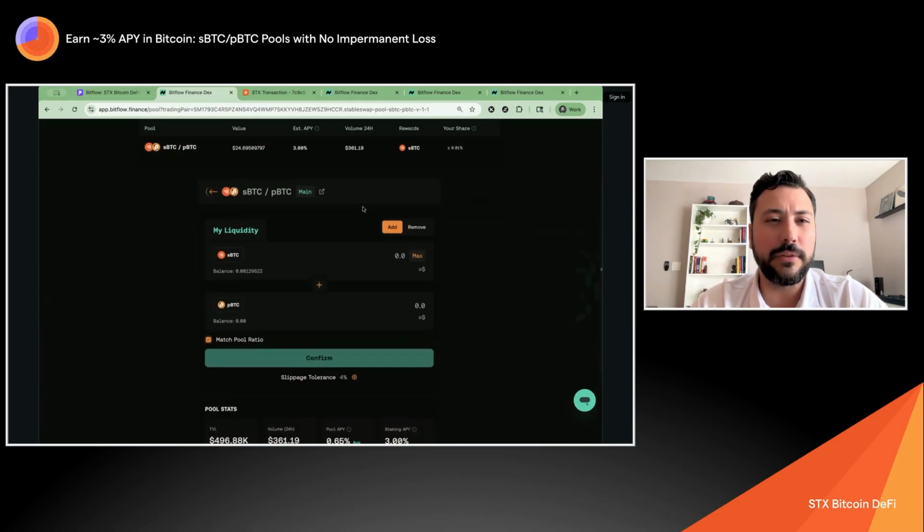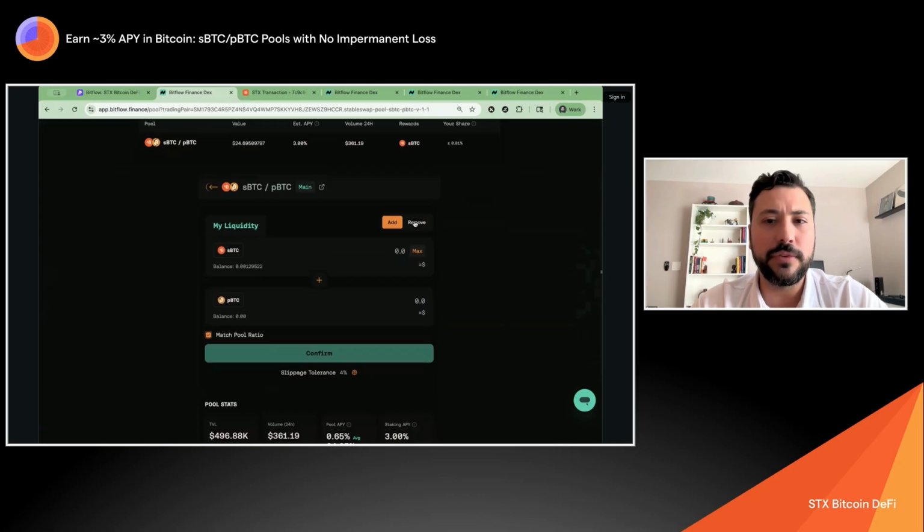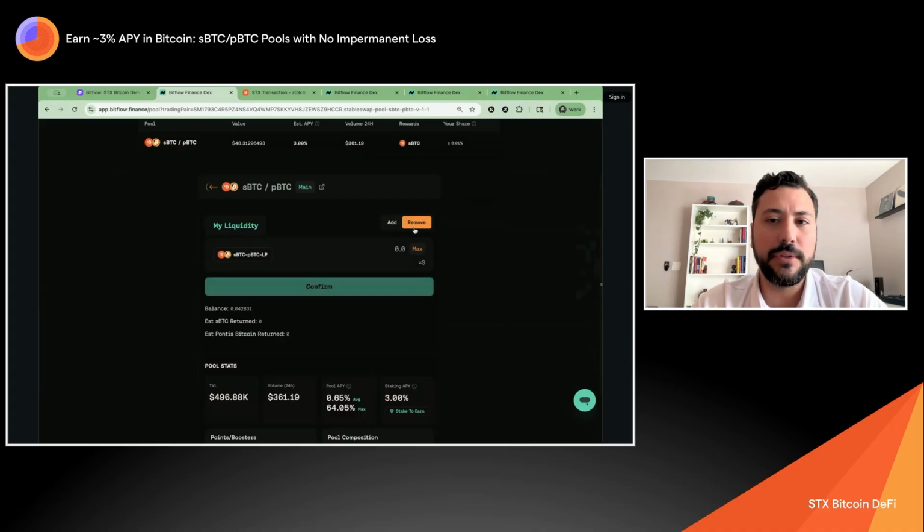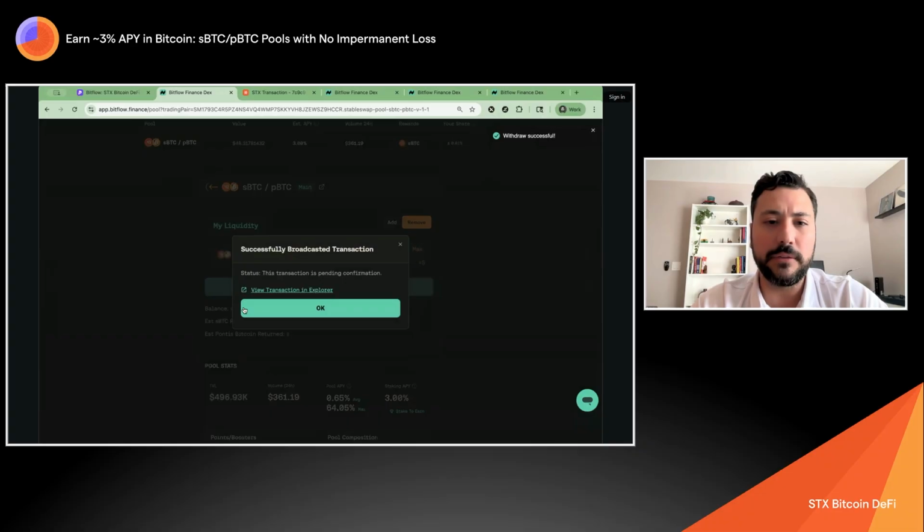The awesome thing about liquidity provision, you can remove this liquidity at any time that you feel like it. And you just come here to the same tab, click Remove, choose the amount that you want to remove, confirm, and you're going to get back that amount that is estimated or more, right?